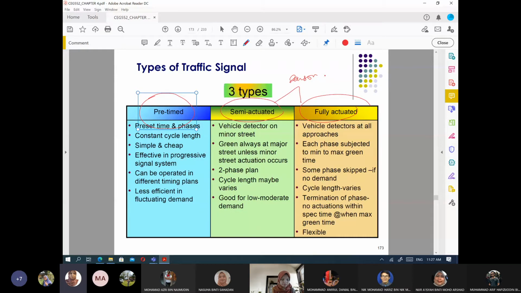Okay, ini yang saya maksudkan. Two phase plan, dua phase sajalah, dua phase plan.